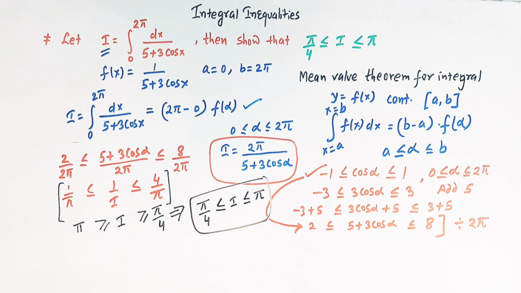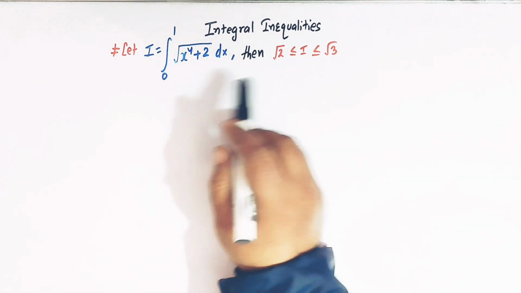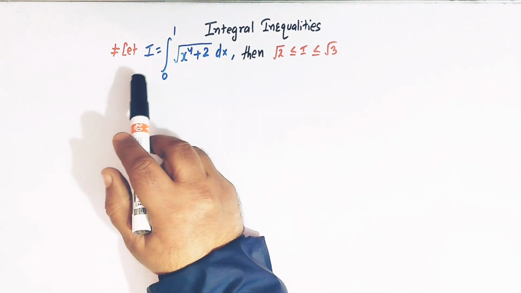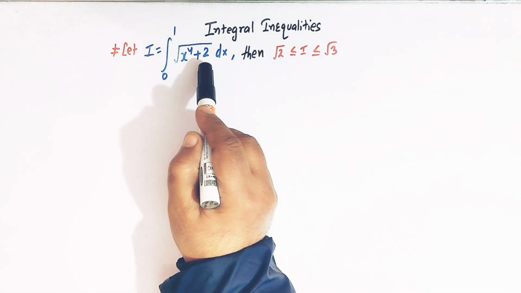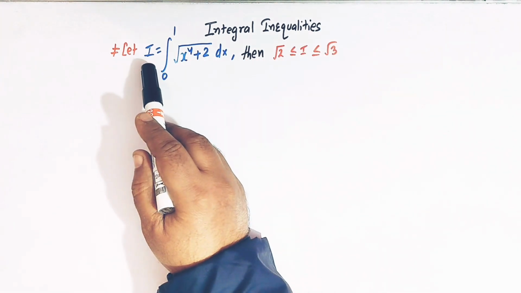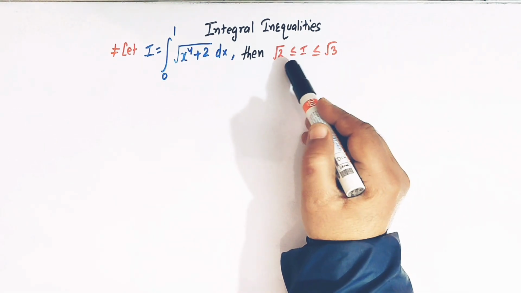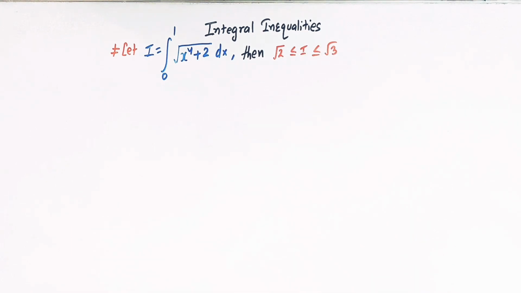of integral inequalities. Hello viewers, in today's class we are going to discuss yet another important and very conceptual problem from integral inequalities, right? So in this class we'll prove this inequality, that is, we are given an integral I from 0 to 1 square root of x raised to 4 plus 2, and here we have to prove that the value of this integral I is greater than or equal to square root of 2 but less than or equal to square root of 3, right?